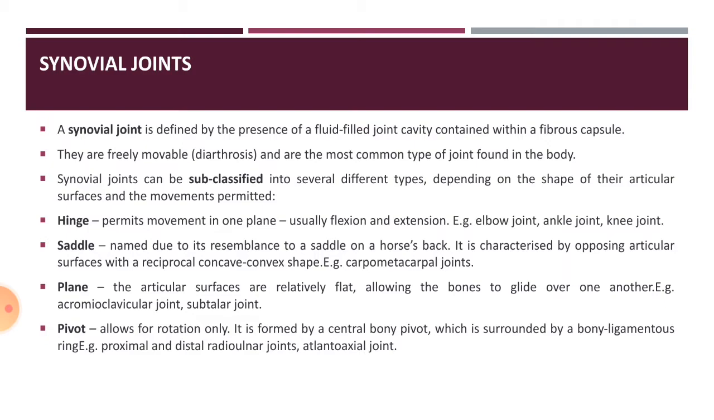The example includes the atlantoaxial joint, and the atlantoaxial joint is between the first two vertebrae of your body, which are C1, cervical 1 vertebra, and C2, cervical 2 vertebra. So the atlantoaxial joint is between these two vertebrae.